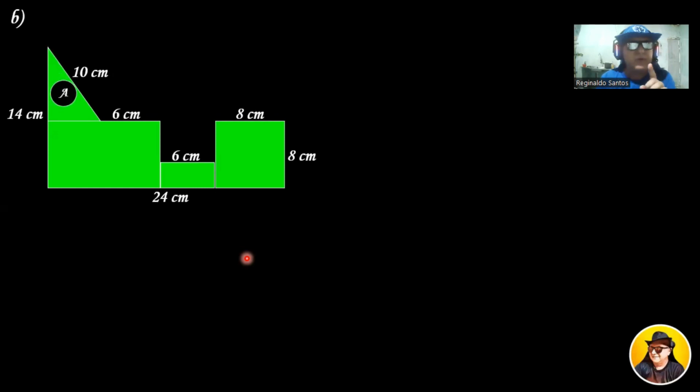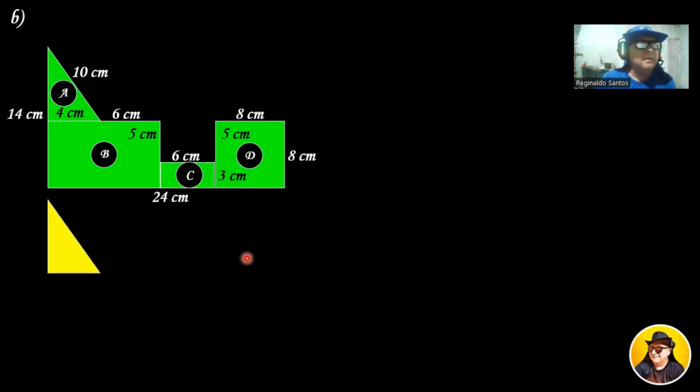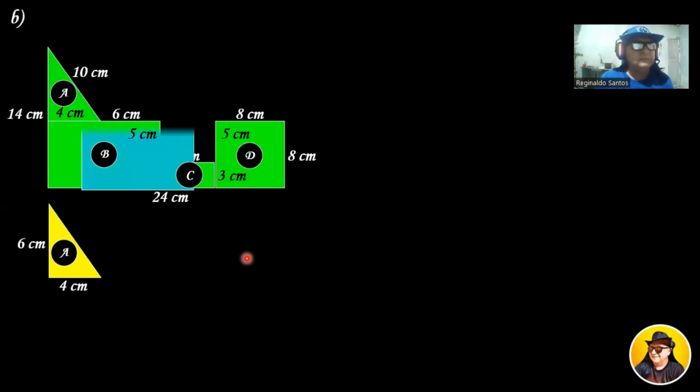Okay, so one figure is a triangle. A is a triangle, B is a rectangle, C is another rectangle, and D is a square, okay? Some measurements are coming. And finally, let's split. Triangle A, measurements 4 and 6, the sides.